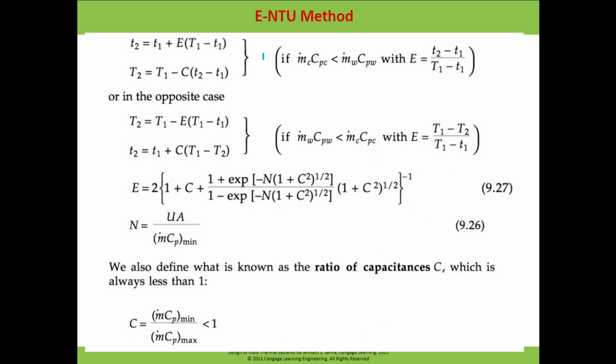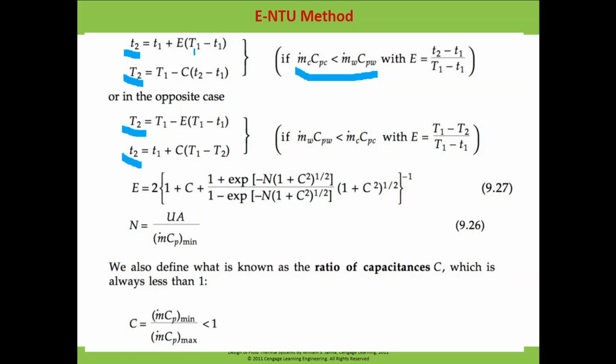So in this method, again we can calculate the final temperatures T1 and T2, and here we know that the ENTU method always depends upon this capacitance condition. So if the cold fluid capacitance is less than the warm fluid, then we will use this set of expressions, and if it is vice versa, then we will use this other set of expressions.